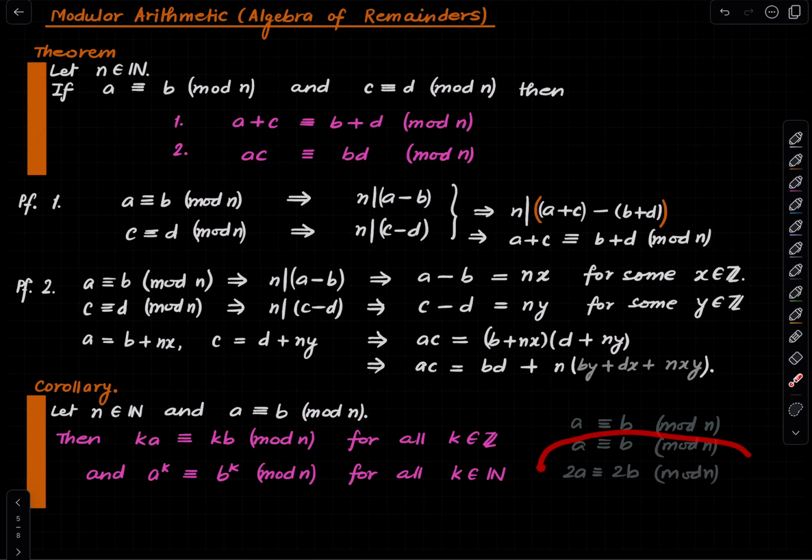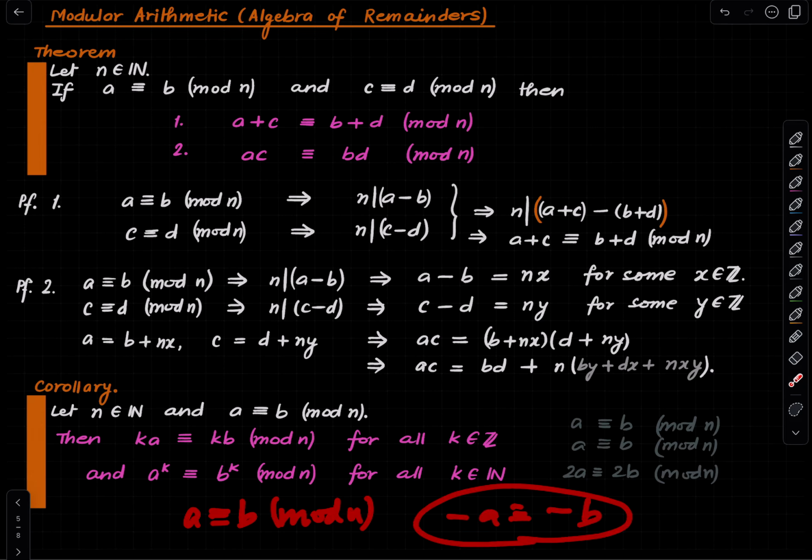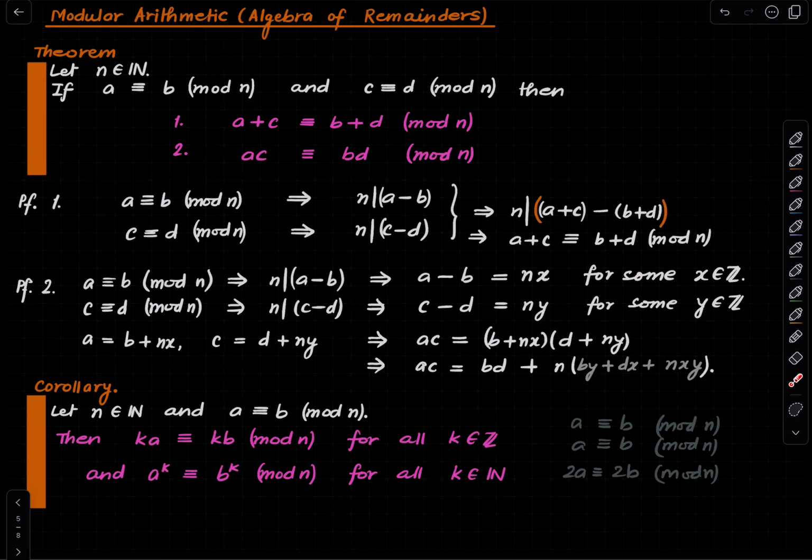Right, and now apply 1 to this set of congruences. A plus 2a is 3a, b plus 2b is 3b, and so on. So you can prove it for any scaling, and you can also prove it for negative integers, because if a is congruent to b mod n, you can also see that minus a is congruent to minus b.